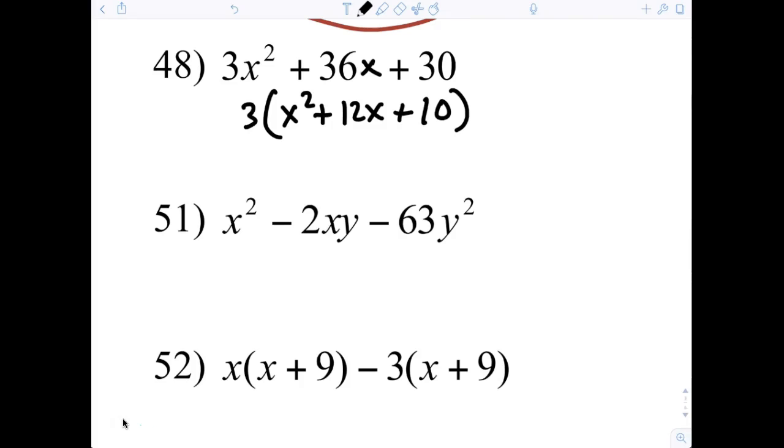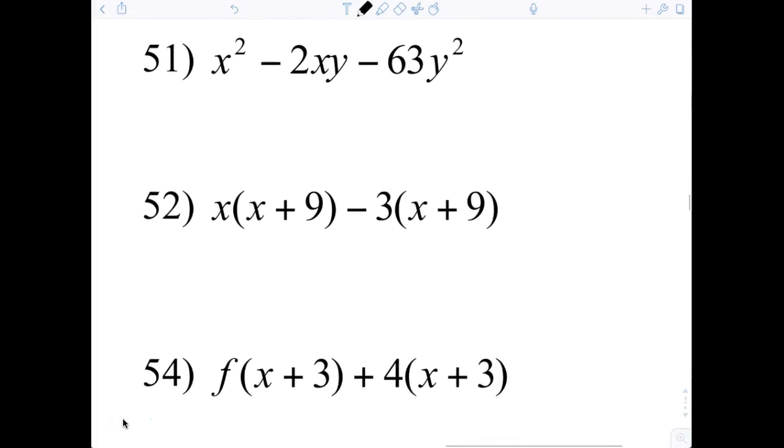You can just factor out the GCF. For 48, what do you want? Come on, I want to help. Because we make 13. All right, here we go.